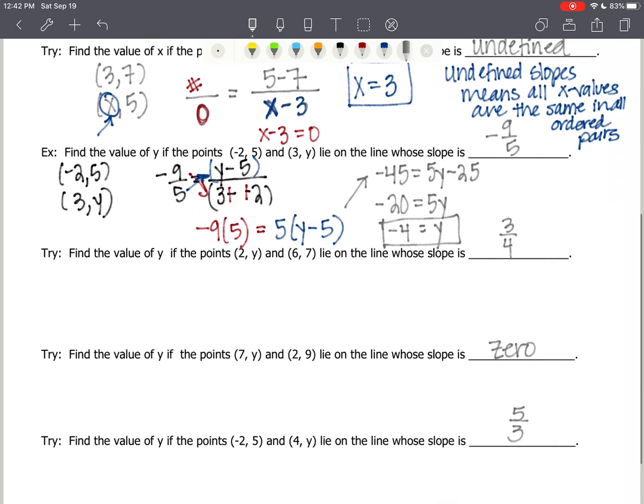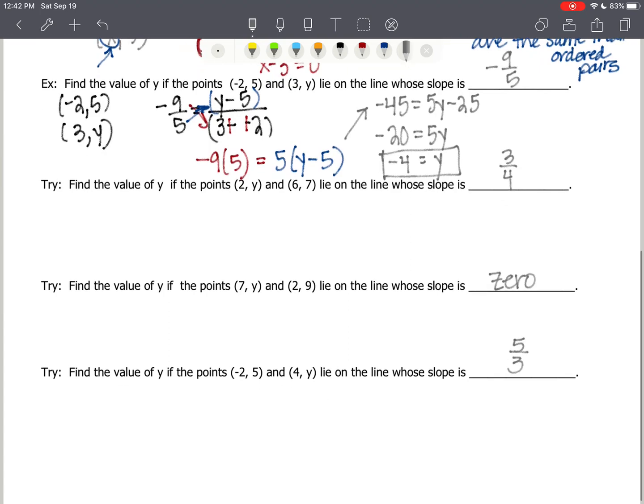Okay, here's a few more for you to try. I'm going to let you try them now, and then I'm going to come back and literally just give you answers. So go ahead and try those, and I'm going to give you answers.